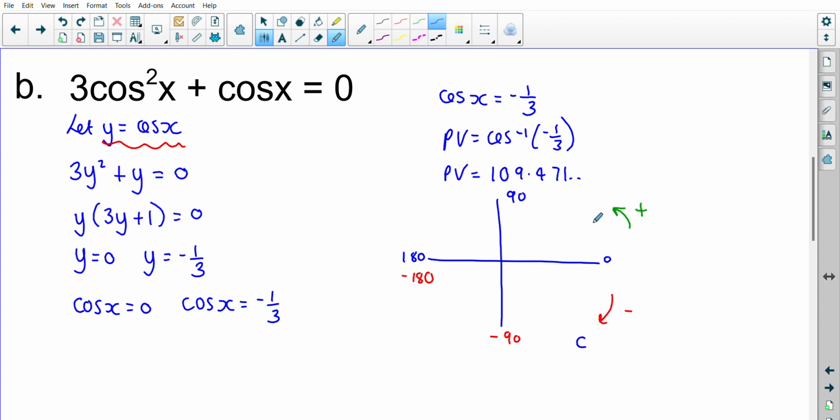Put the letters in. So where is cos negative? Here and here. So I need to draw an obtuse angle there, and an obtuse angle there.